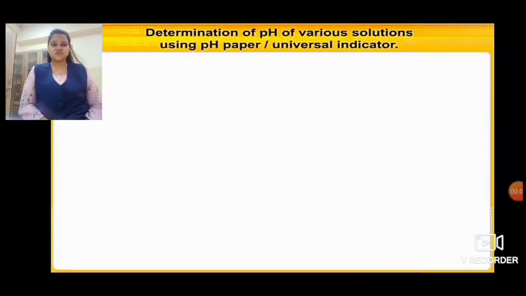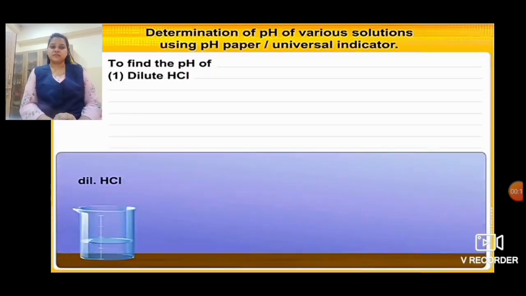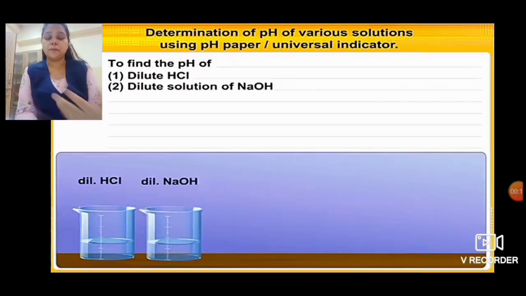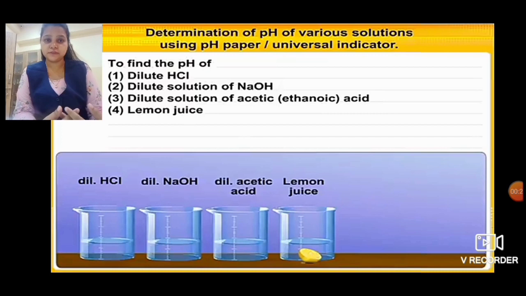Good morning, dear students. Today we are here for our first practical for standard 10, that is determination of pH of various solutions using pH paper or universal indicators. So we need to find out the pH value of these solutions. First is dilute HCl, second dilute NaOH, third dilute acetic acid, which is also known as ethanoic acid.